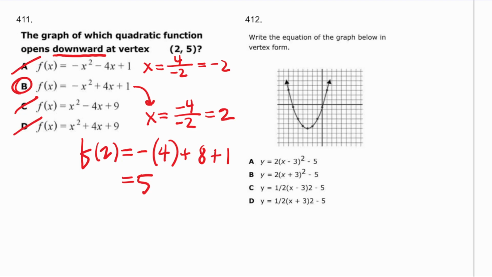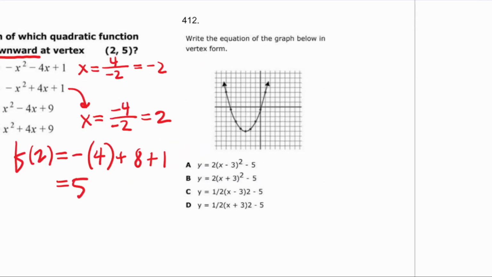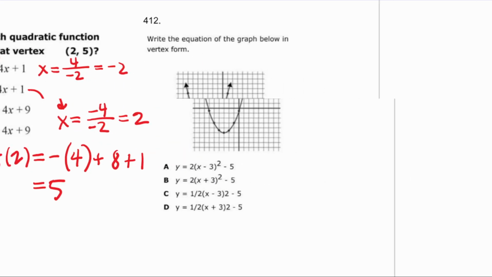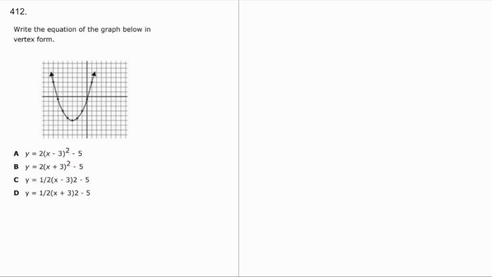On 412, we're going to write the equation of the graph below in vertex form. And this is something I didn't really get into for doing, but for y equals 1x squared, if we've got the vertex and we're on a grid here, this is not necessarily the origin, but if we have 1x squared, it'll go over 1, up 1 to start.